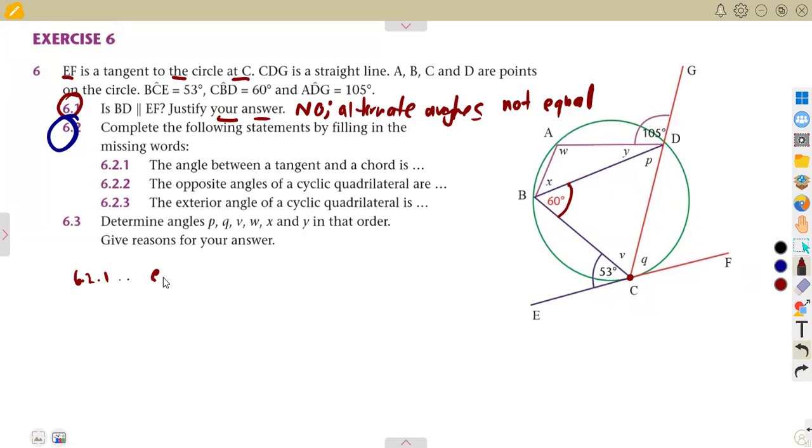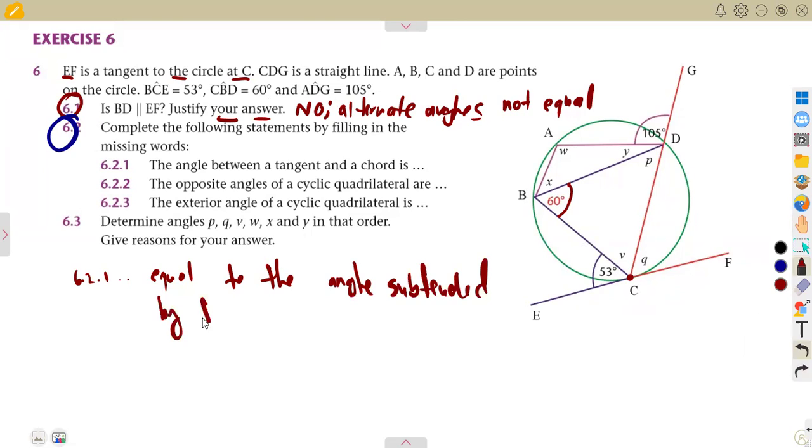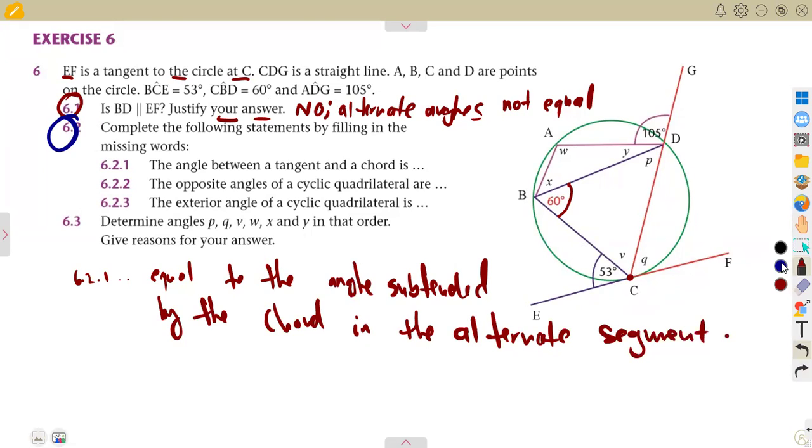So this one is equal to the angle subtended by the chord, in the alternate segment. That is the idea there. So the alternate segment means opposite segment.